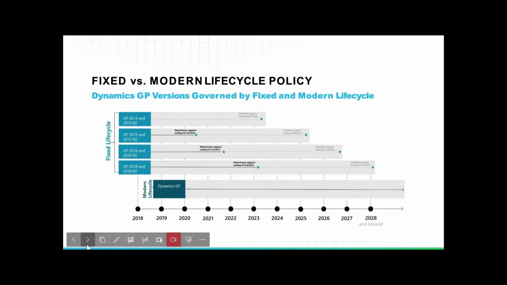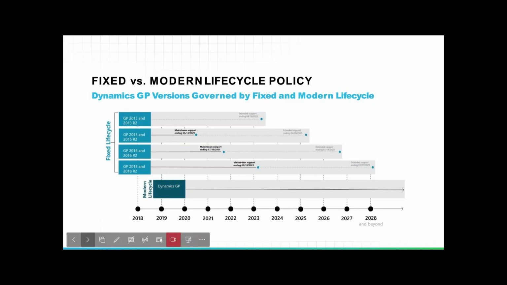Next slide, please. Here is the roadmap published by Microsoft in the fall of 2019. Okay, Dynamics GP was promoted to the modern lifecycle from the fixed lifecycle policy. All right, modern lifecycle policy applications in the Microsoft applications family include Dynamics 365 Business Central, Dynamics 365 Finance and Supply Chain Management, the Office family of products, previously known as Office and now known as Microsoft 365, and Power Platform. So for Dynamics GP, it was a promotion. They've been promoted to the same club, if you will, as those other applications in the business applications family.